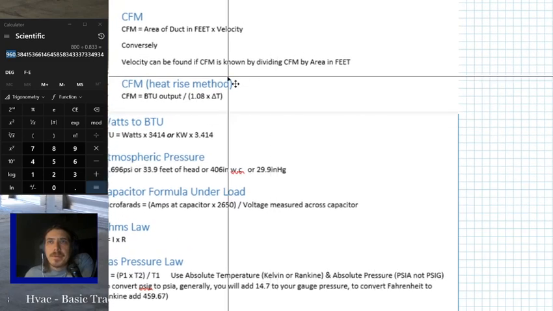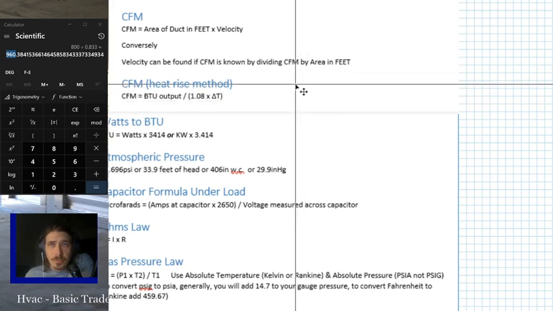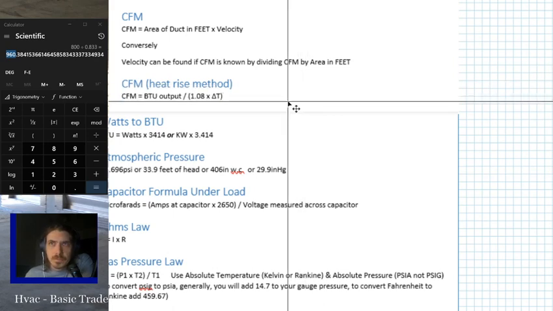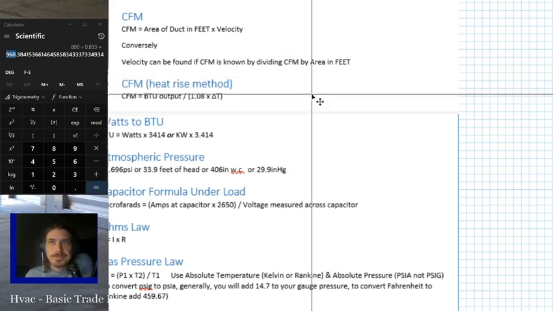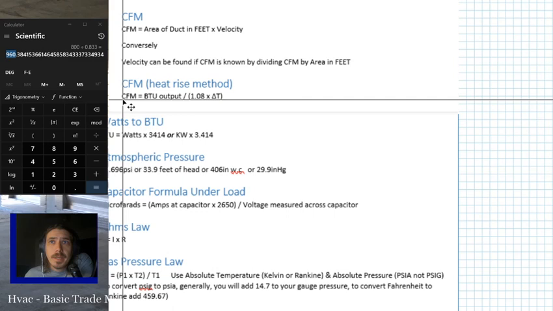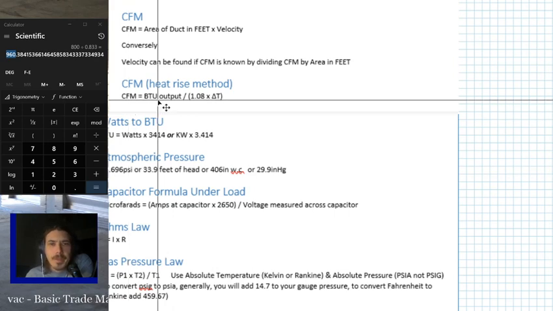All right, finding CFM using the heat rise method. This is another thing we're going to talk about some more, but I want to give you a basic look ahead. If you want to find CFM on a system and you have no way to measure it, you've got no other tools with you other than a thermometer, and you're trying to figure out how many CFM this system is putting out?